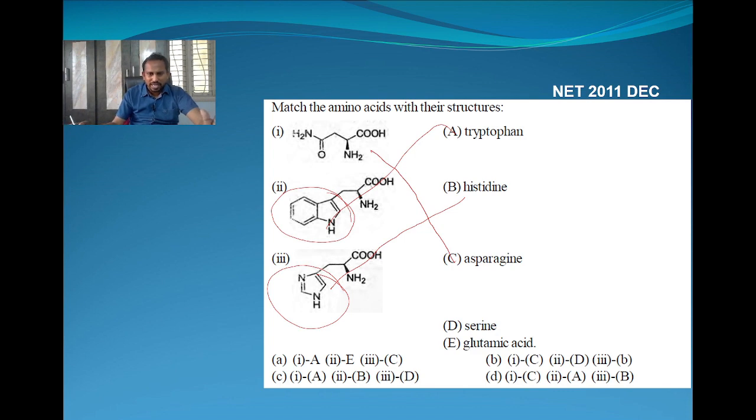Both IC, then IC, then double IA, and triple IB. Okay, so this is the correct answer. In this way, you will solve the question. Very, very easy. You have to remember all the structures so that you can answer this type of question.